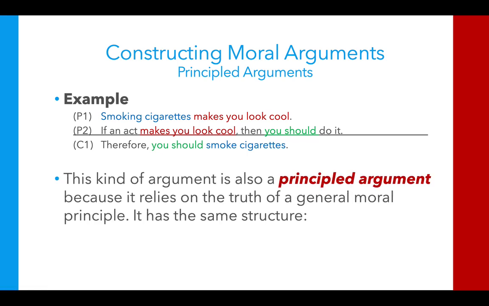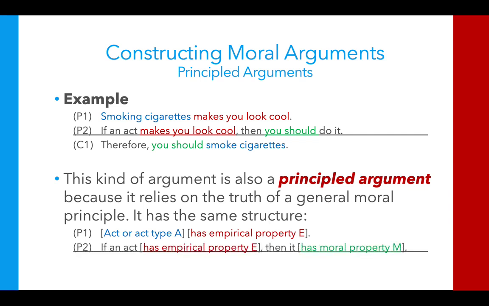So this argument, again, it's a principled argument. It relies on the truth of a general moral principle. It's got the same structure. Some act has this empirical property. It makes you look cool. If acts have that empirical property, then they have a moral property, should be done. Therefore, the act smoking cigarettes should be done. Or, I've just flipped the language here a little bit. You should do it, which is the act. Therefore, you should put the act there.